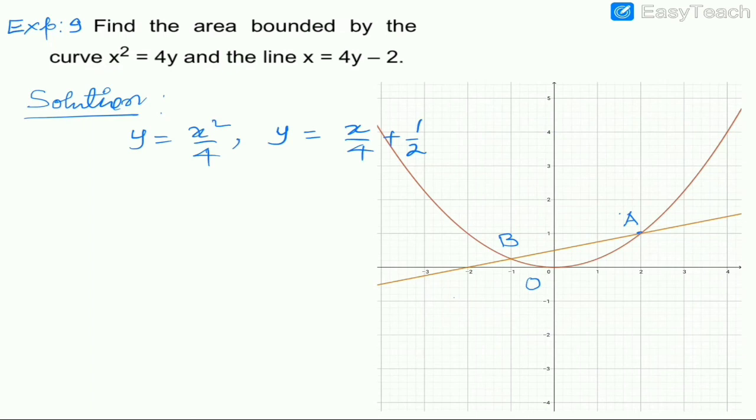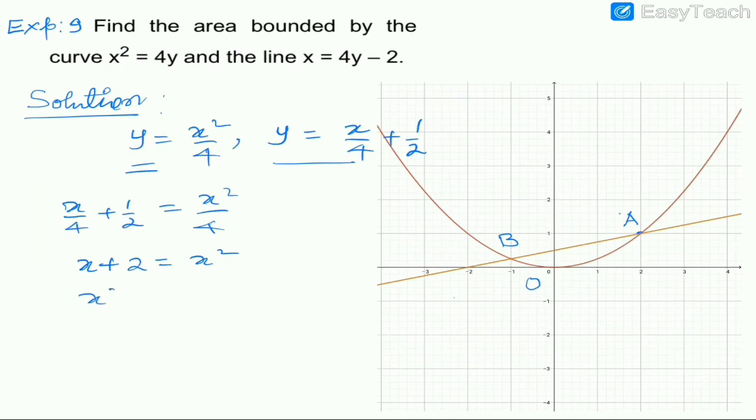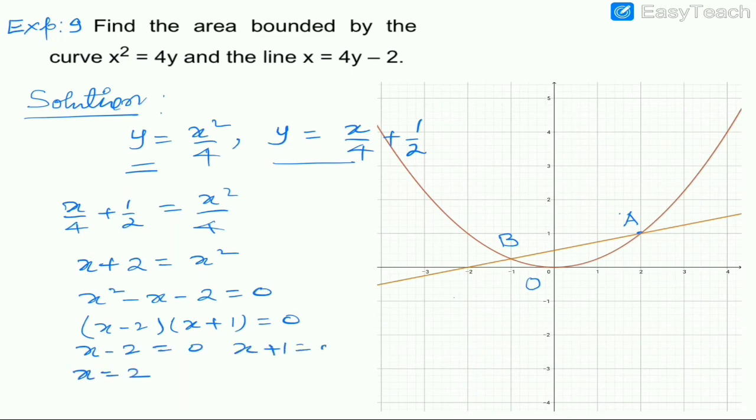Now first find the intersection of these two curves, the parabola and the line. So putting the value of y from the line in this parabola, we have x by 4 plus 1 by 2 is equal to x square by 4. Therefore x plus 2 is equal to x square, and we write x square minus x minus 2 is equal to 0. Now factorize, we have x minus 2 into x plus 1 is equal to 0. So if x minus 2 is equal to 0, we have x is equal to 2, and if x plus 1 is equal to 0, therefore x is equal to minus 1.